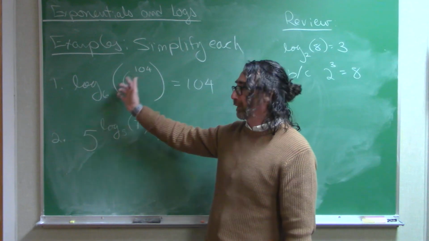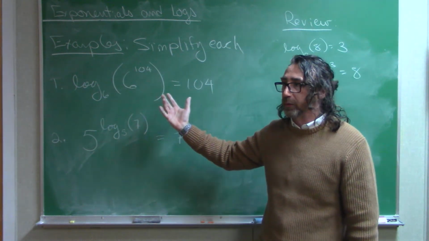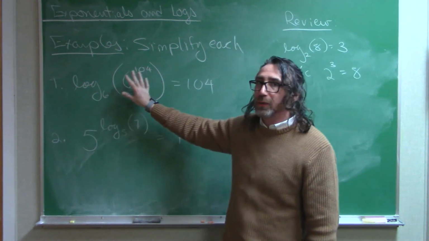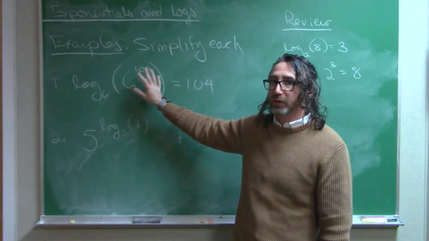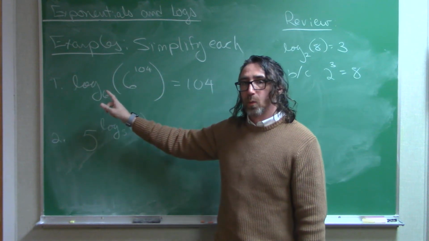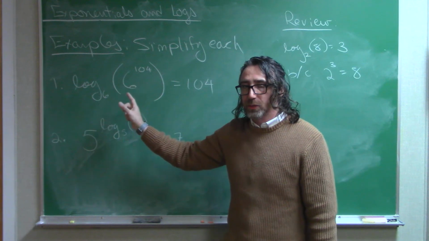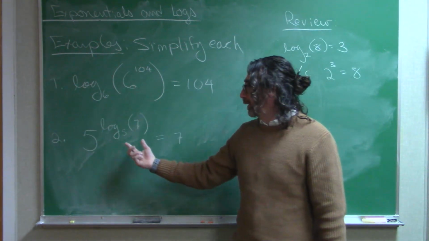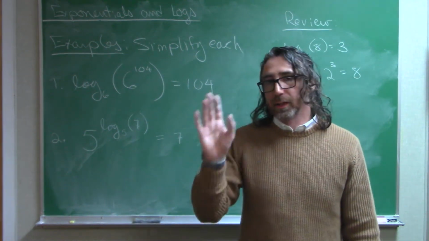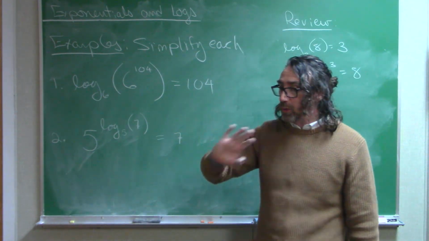So if you get a problem like this thrown at you, where you're like, I have no idea what 6 to the 104 power is, remember to look at the whole thing. This isn't asking us to compute the decimal representation of 6 to the 104 power. It's testing whether we understand the inverse relationship of exponential functions and log functions. Similarly, down here, log base 5 of 7, I have no idea what that is. It's 1 point something or other. I know it's between 1 and 2, and that's all I know.